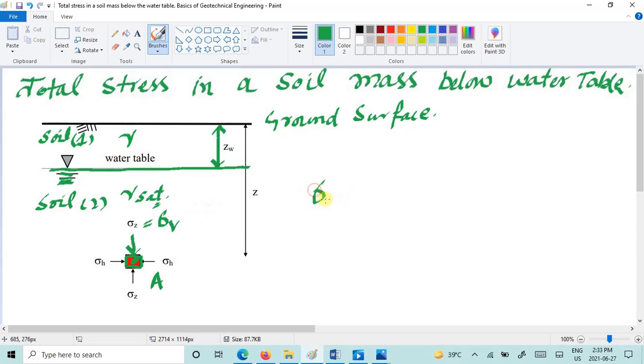So let's start with finding the total stress in a soil mass below the water table. We will use the unit weight from soil 1 and the depth, which is ZW, for soil 1, and we will add the gamma saturated term, and now we need to find this height, and we need to subtract ZW from Z.